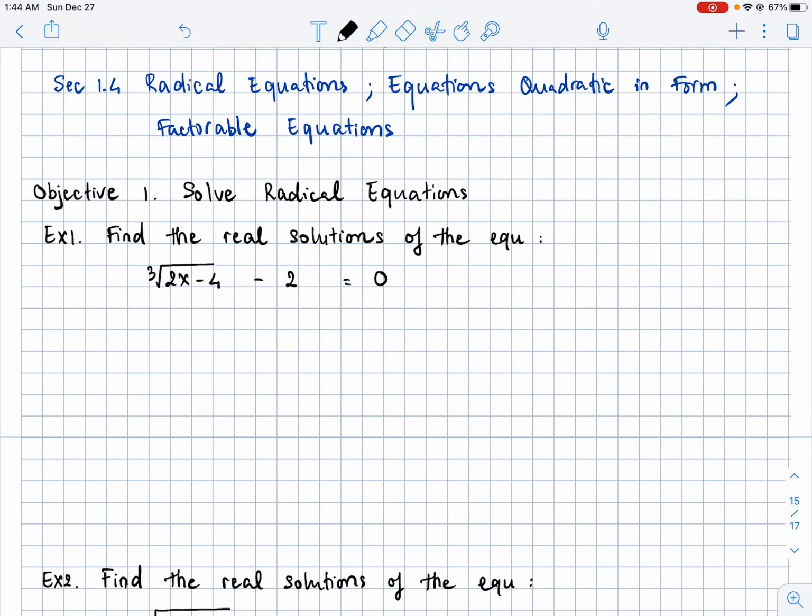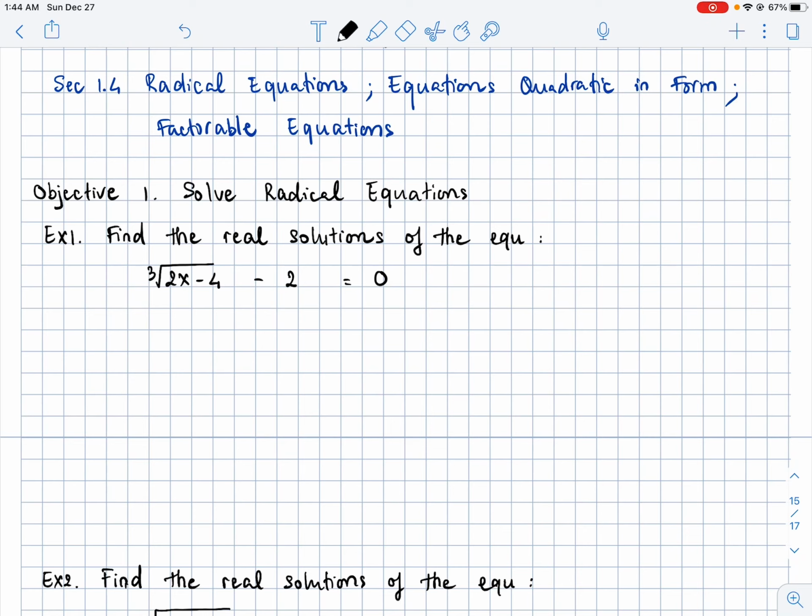Section 1.4: Radical equations, equations quadratic in form, and factorable equations. Objective number 1: solve radical equations. In example number 1, we want to find the real solution of the equation.